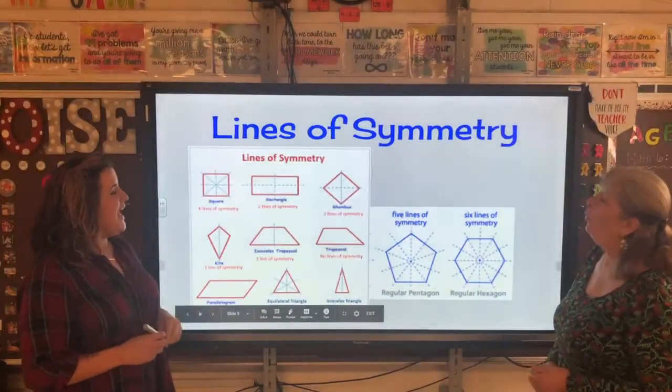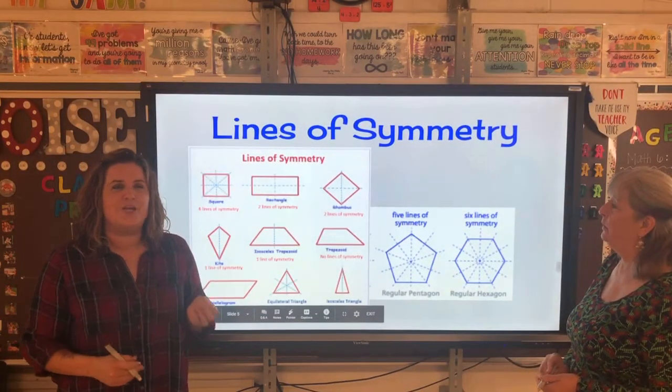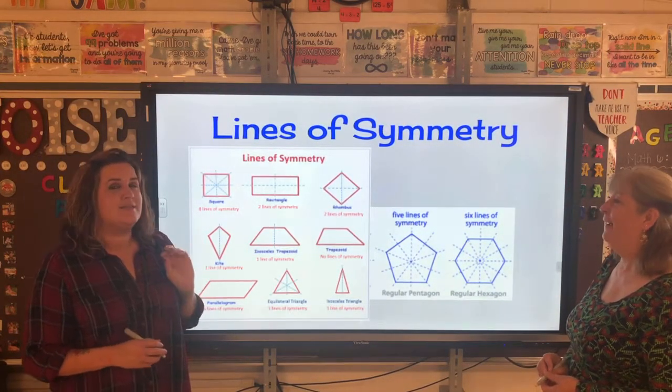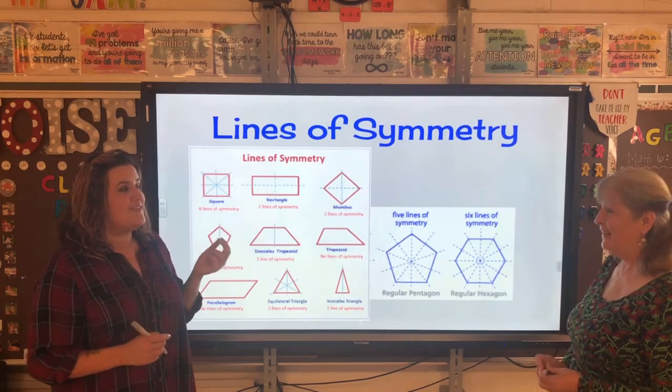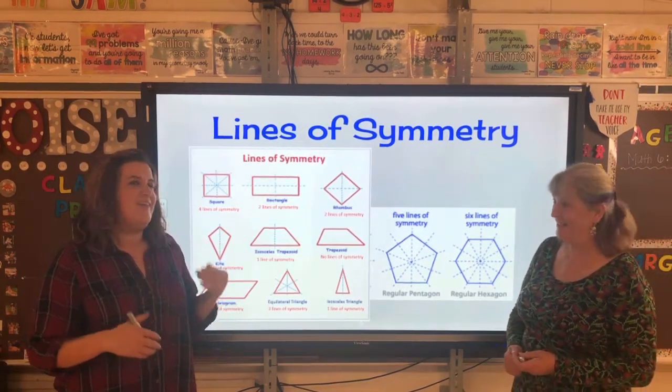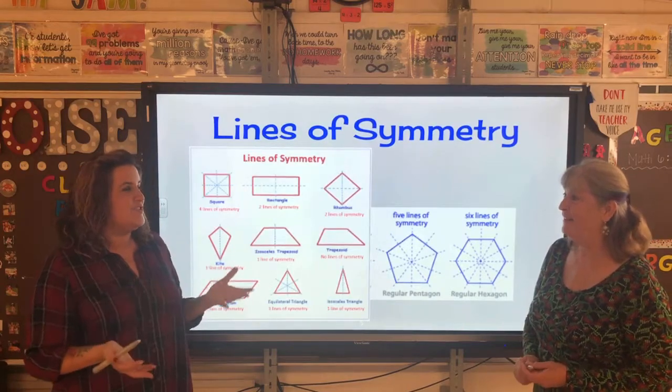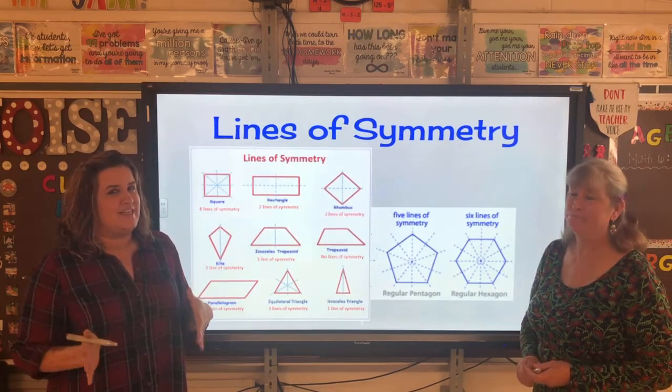And then the last thing we're going to cover is lines of symmetry. You know what's so crazy is that my second grader is doing lines of symmetry right now. Yes. And then we still talk about it in the 6th grade, which is just crazy that you guys have seen it so many times.